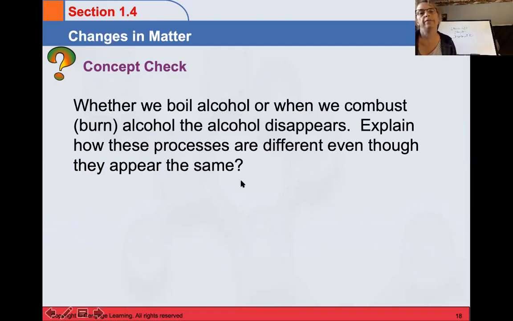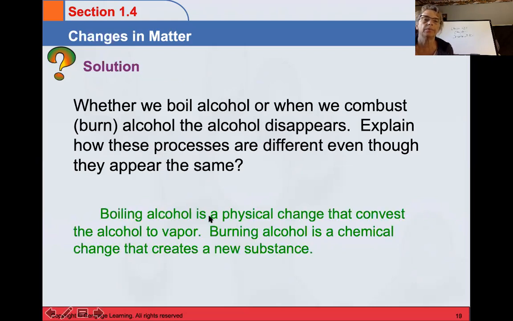So hopefully you've had a few minutes to work on this problem by pausing your recording. So how are these processes different, even though they appear to be the same? Boiling alcohol is a physical change that converts the alcohol in the liquid state to vapor. Burning the alcohol is a chemical change that creates a completely new substance. So one is a physical change, one is a chemical change.